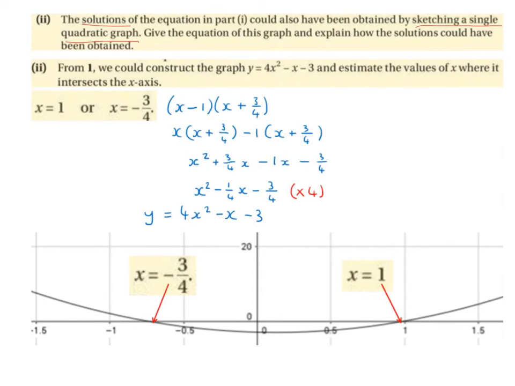And if we draw out this graph, which can be seen here, this U-shaped graph, we can see that our graph crosses the x-axis, which is our horizontal axis, at 1 and minus 3/4. So this is another way of finding the solutions of our equation.